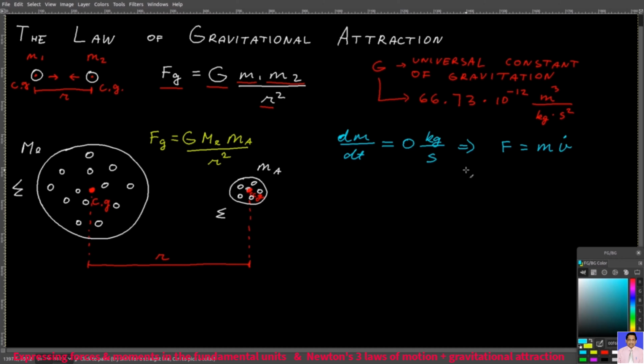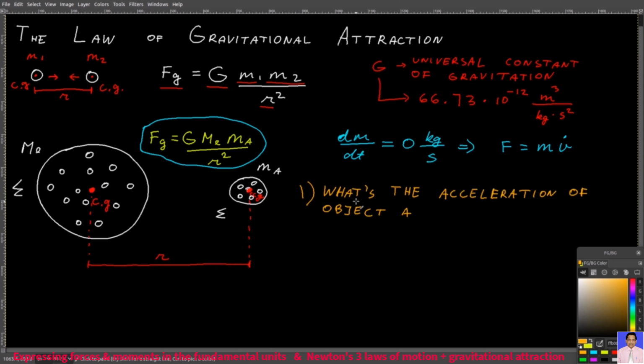So now I have an exercise for you. Try doing it yourself before watching the next video. There will be 3 questions. Knowing this formula for the force of gravity between the Earth and object A, the first question is, what's the acceleration of object A towards the Earth? You have to express it in terms of these variables here: G, m_e, m_a, and r.